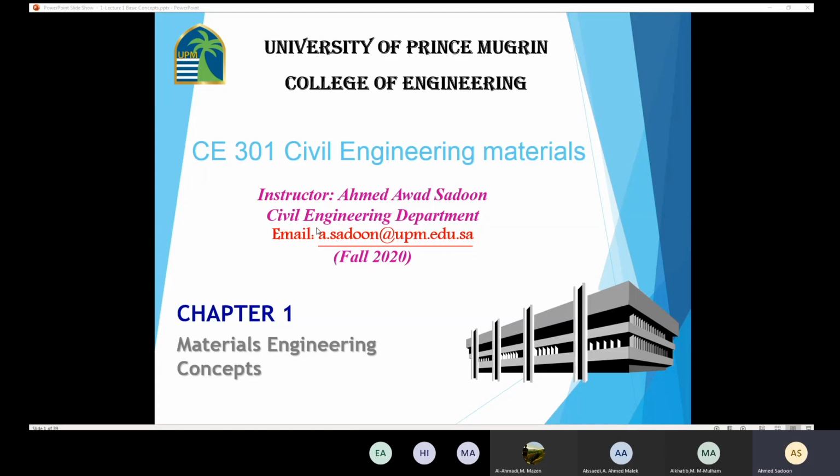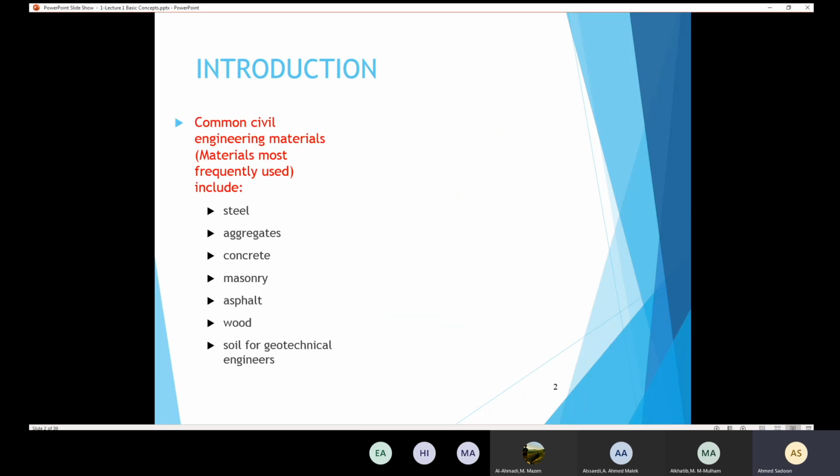Let's get started. We are going to discuss chapter 1 here, which is about the materials engineering concepts. In the first chapter, we are going to have concepts about the materials in civil engineering. We have material that is common in civil engineering. We are going to use it frequently, like the steel. Many of you see buildings made from steel. And also we have the concrete and we have the aggregates.